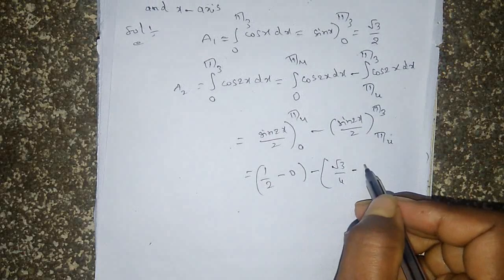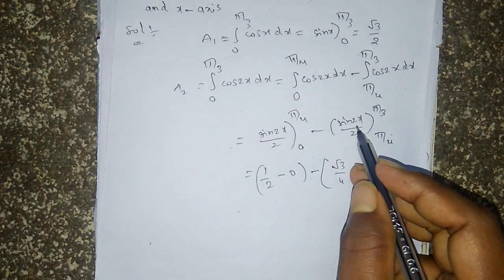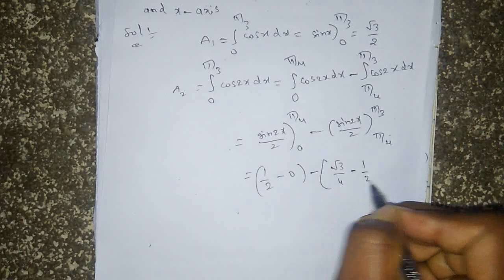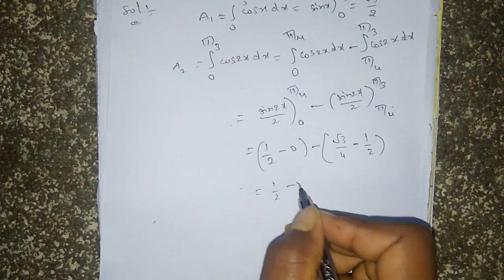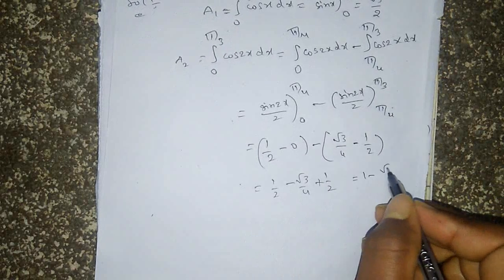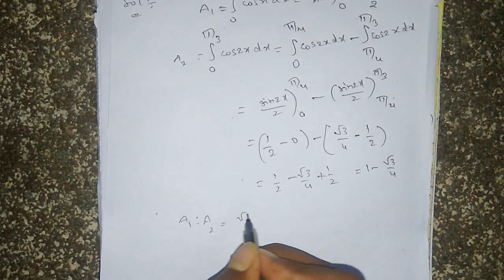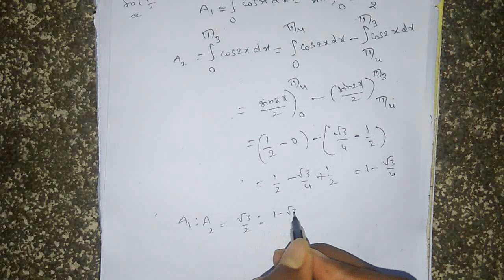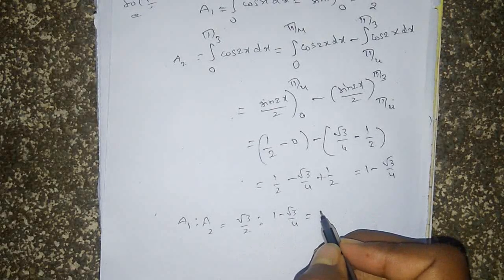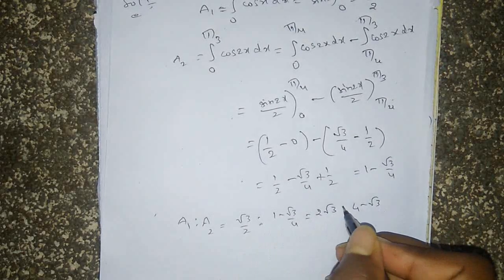Minus, at π/4 it is 1 by 2. This is 1 by 2 minus root 3 by 4 plus 1 by 2, that is 1 minus root 3 by 4. So A1 is to A2 is root 3 by 2 is to 1 minus root 3 by 4. Multiplying by 4, 2 root 3 is to 4 minus root 3 is the required ratio.